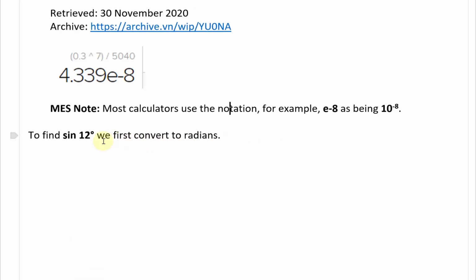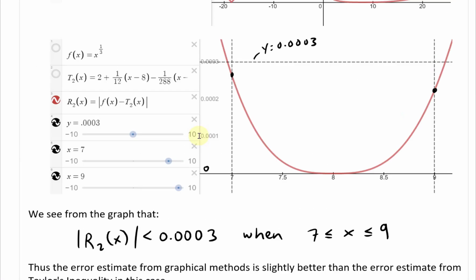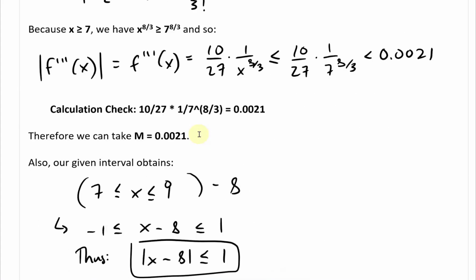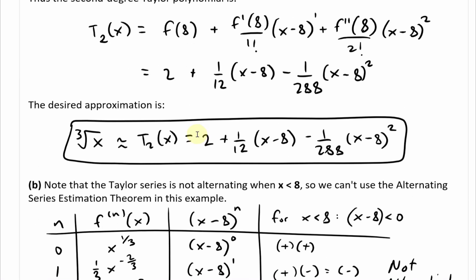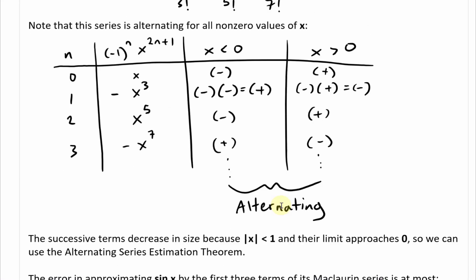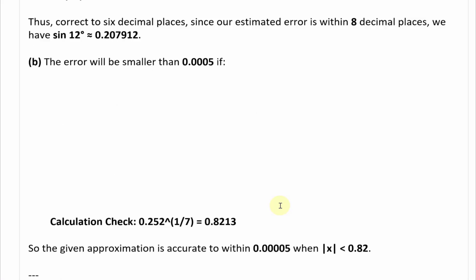So to find sine 12 degrees, we first convert to radians because it's in degrees. So scroll up to what we're asked. So we're asked right here. Let's go over to part B. Yeah, there it is. I just teleported over here. So part B, for what values of x is this approximation accurate to within? Actually, no, that's not part B yet. This is the part B after: use the approximation to find sine of 12 degrees correct to 6 decimal places. So let's start solving this one.